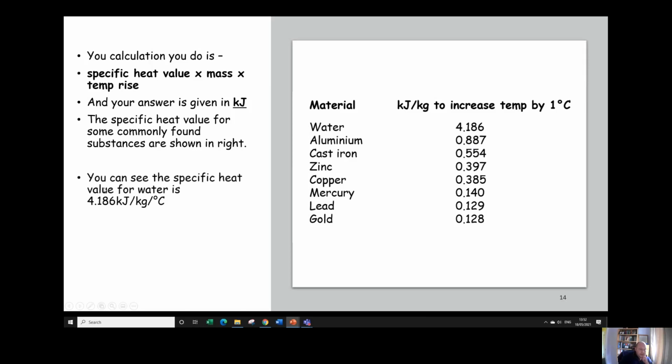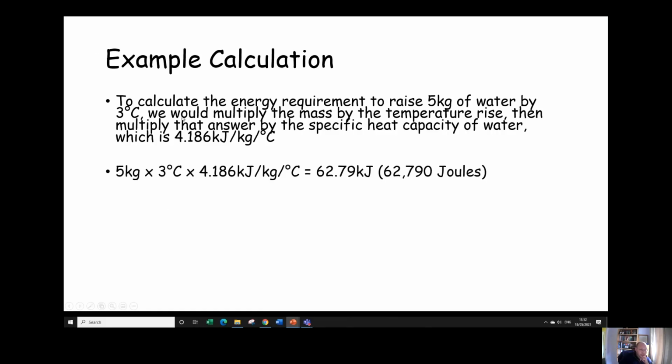So you can see the specific heat value for water is 4.186 kilojoules per kilogram per degree C. So that's how much energy it would take to raise 1 kilo of water by 1 degree C, or by 1 Kelvin. So the example calculation we've got, if we were to raise 5 kilograms of water by 3 degrees Celsius, essentially we would multiply the mass of the water, which is 5 kilograms, by the temperature rise, which is 3 degrees, times the specific heat value, which would give us an answer of 62.79 kilojoules, or 62,790 joules, because kilo just means 1,000.